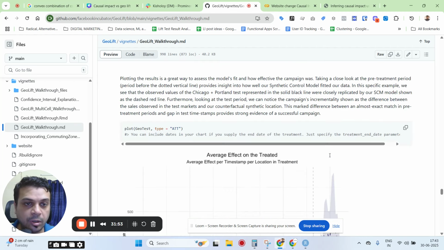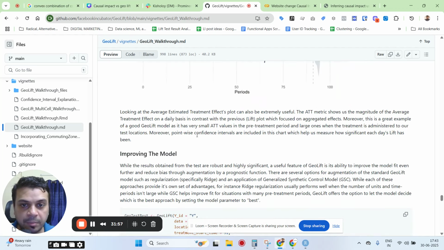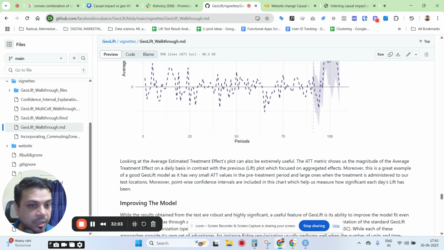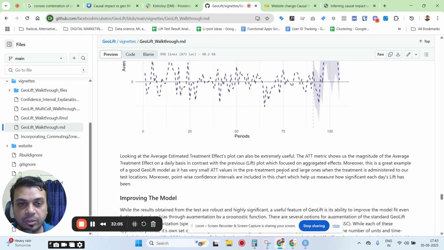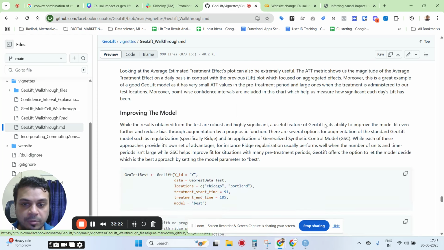This is the magnitude of the effect on a daily basis, in contrast with the lift, which plots aggregated effects. This is on average, and you'll see that it has very small ATT values in the pre-treatment period, and large ones when the treatment has been administered to our test locations. That's the point. It should not be like you ran a campaign and the average ATT is also pretty high in the pre-treatment period, which means it's not conclusive. But there's a clear difference between the pre and post-test periods.